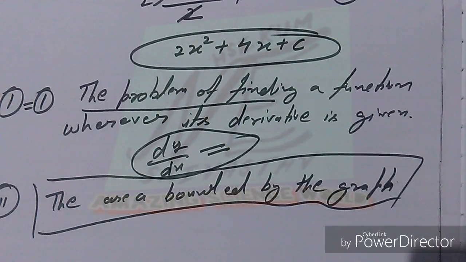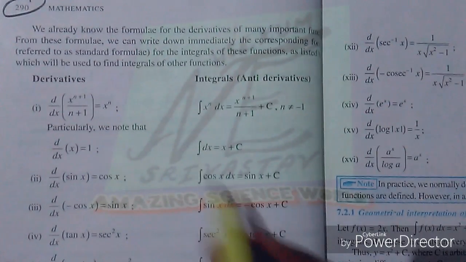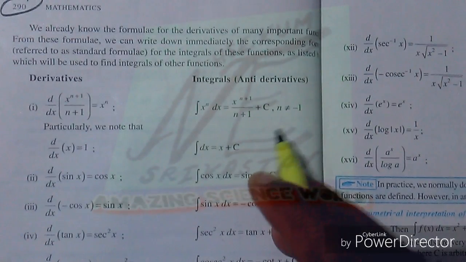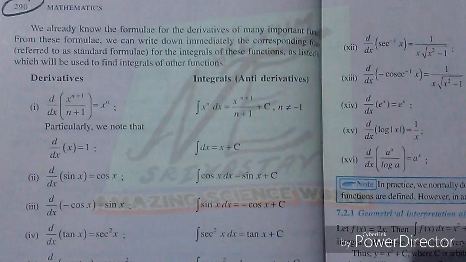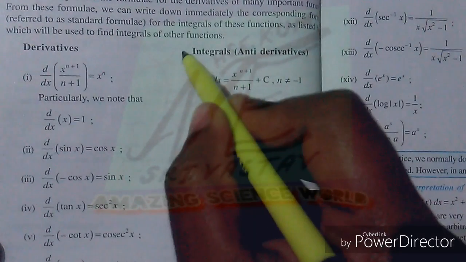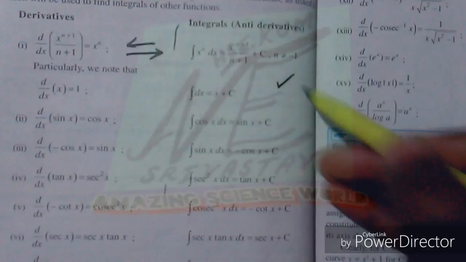Before we start the chapter, some formulas are there, and you see in the book, page number 290, the mathematics book of plus 2, the CBSE pattern book. These are the formulas. One portion is derivation and the second is integration, and you see that these are reversible processes. If you integrate any function, you must learn these formulas. And after it, we go to the chapter.